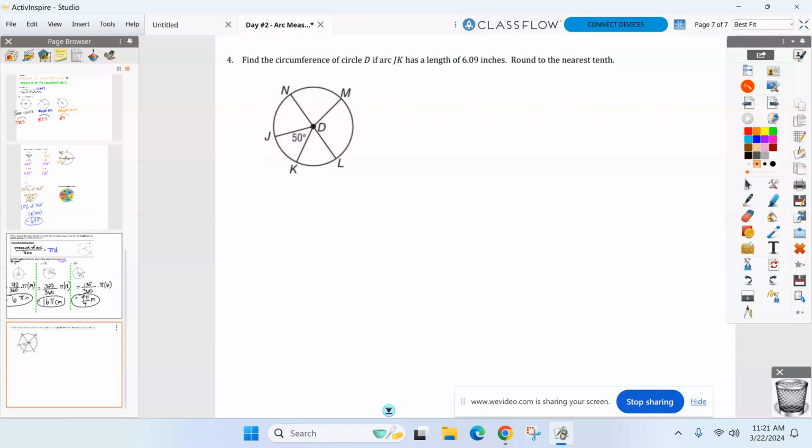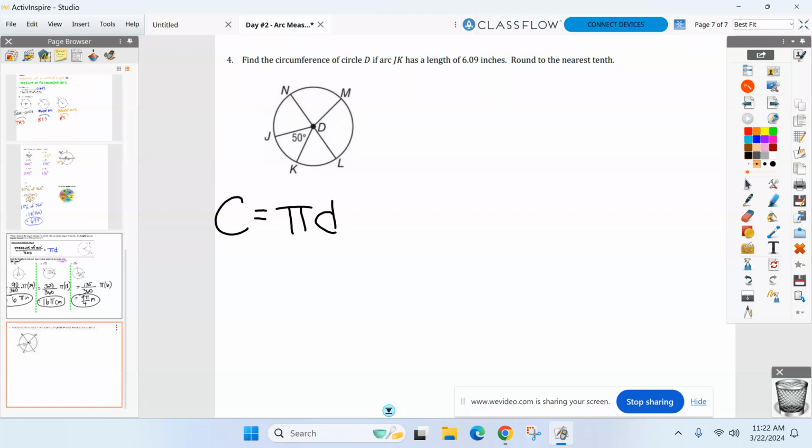Oh, I love this one. It combines day 1 and day 2. Find the circumference of circle D. Before I read on, what formula am I going to need? I'm finding the circumference of this circle. What formula? Pi d, right? This doesn't seem too bad.